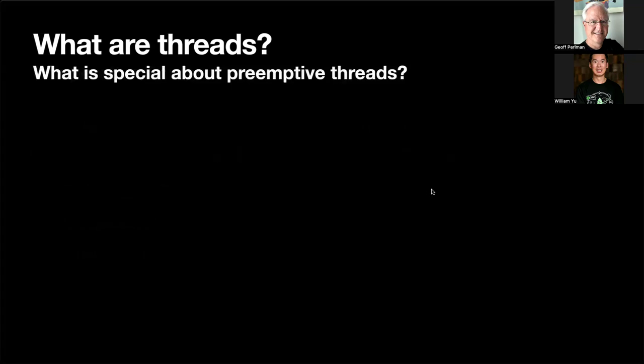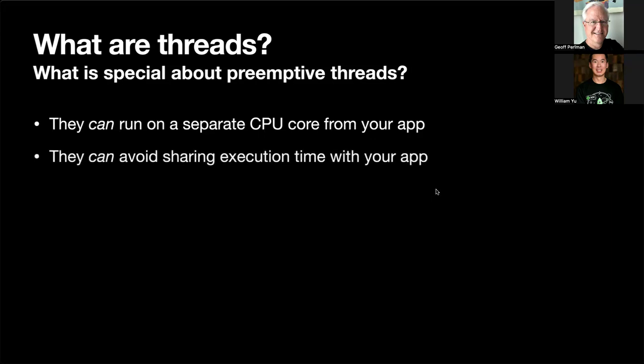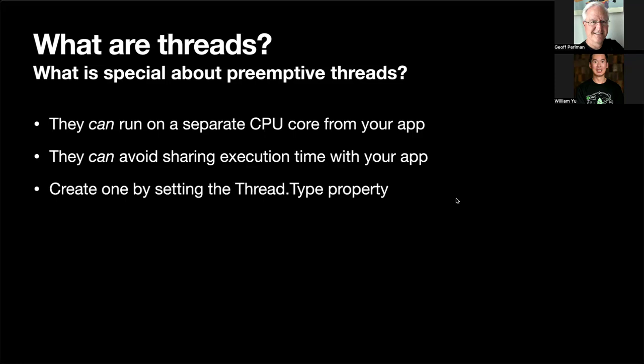That means they share execution time. Now, what's special about preemptive threads? Well, they can run on a separate CPU core from your app. Now, I put the word can there in italics because they don't necessarily run on a separate CPU core. They certainly can, and whether they do or not is not within your control, and we'll get to that in a little bit. That means they can avoid sharing execution time with your app, but they won't always necessarily. And you create one by setting the thread.type property to preemptive. It's an enumeration. It defaults to cooperative, but you set it to preemptive in order to create a preemptive thread.